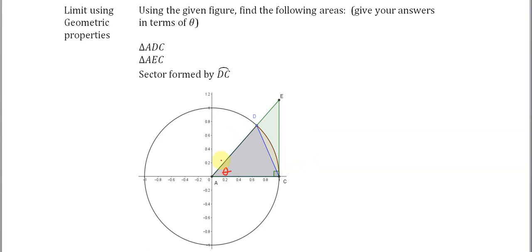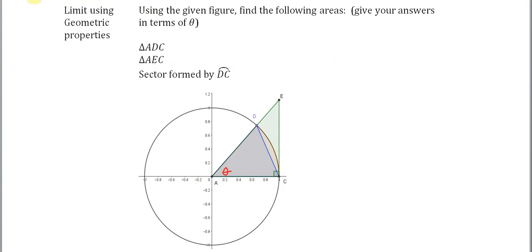So I have a circle here with a radius of 1, right? And I have an angle here, we call it theta. And I have basically three shapes: a triangle ADC, that's this kind of bluish thing, a sector, which is this slice of the pie here, and then the bigger triangle AEC, the right triangle there. And we want to find the area of all of these things in terms of theta. So let's start with ADC, which is probably the simplest of the areas here for us to find.